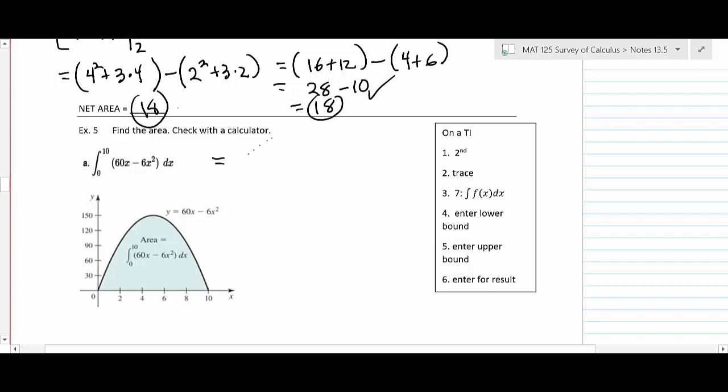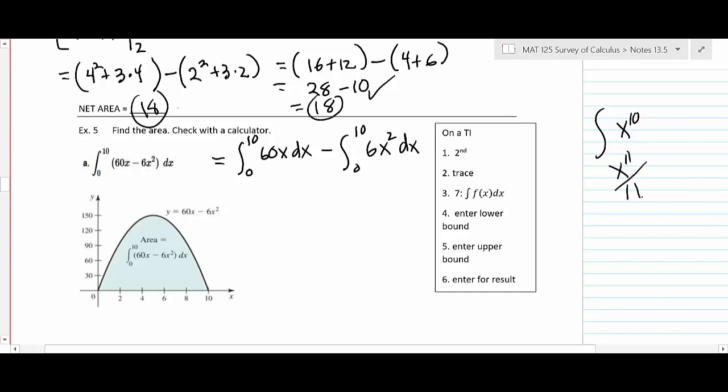All right, let's go ahead and break this up into 2 integrals. We're going to go 0 to 10, 60x dx, minus the integral 0 to 10 of 6x squared dx. Now this is all about the power rule. I can't tell if everybody knows the power rule. I'm kind of thinking some of you don't. And you want to do that real fast. For example, if you had x to the 10th, what is that? X to the 11th. You don't want to waste any time on that. That's the power rule. Exponent goes up 1, divide by the result.